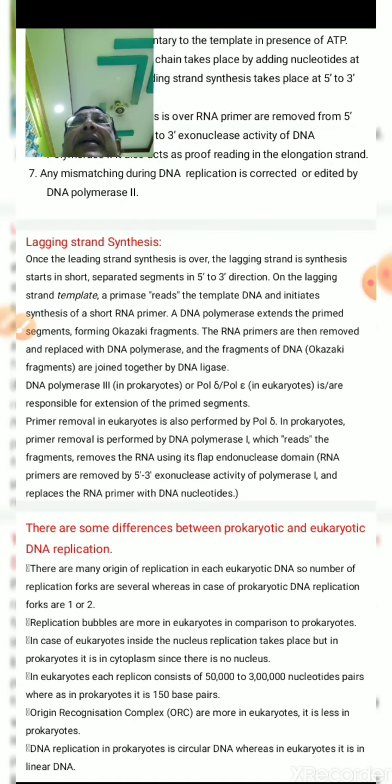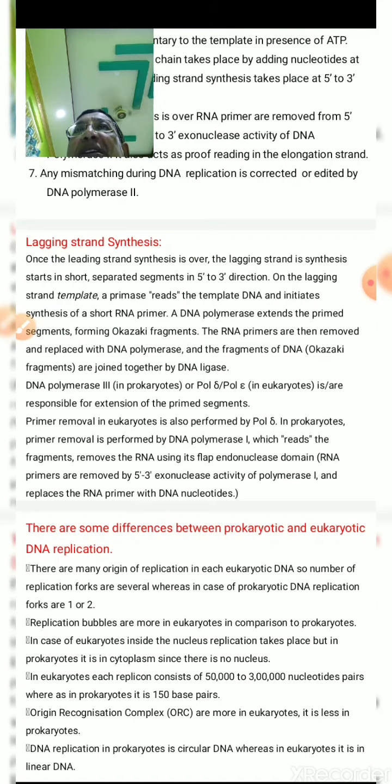Now there are some differences between prokaryotic and eukaryotic replication. There are many origins of replication in eukaryotic DNA, so the number of replication forks is several, whereas in prokaryotic DNA the replication forks are one or two. Replication bubbles are more in eukaryotes in comparison to prokaryotes. In eukaryotes, replication takes place in the nucleus, but in prokaryotes it is in the cytoplasm, since there is no nucleus. In eukaryotes, each replication unit consists of 50,000 to 3 lakh nucleotide pairs, whereas in prokaryotes it is 150 base pairs only.